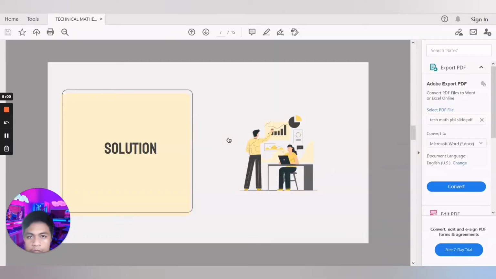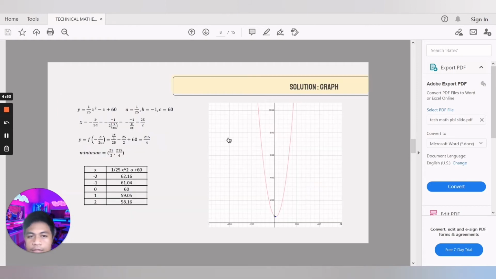Thank you. Hey, my name is Muhammad Hakim bin Azlan. I want to present to you guys the solution of this question. First, how to build the graph.